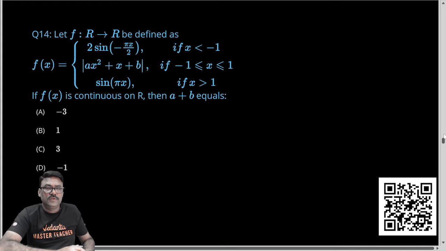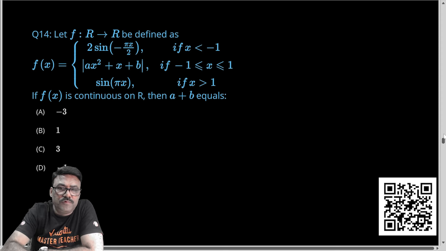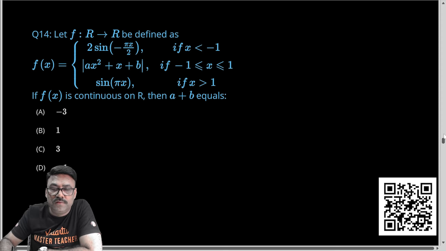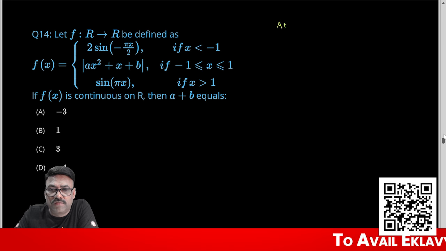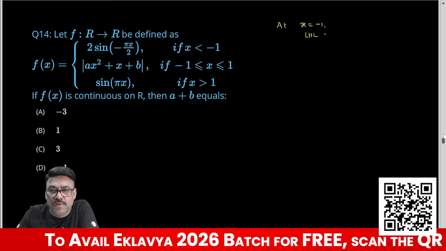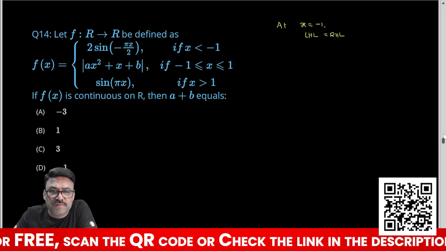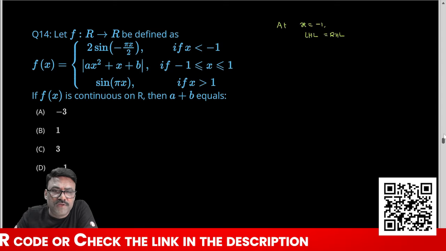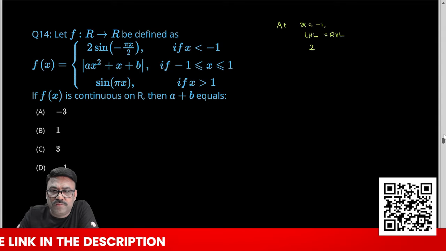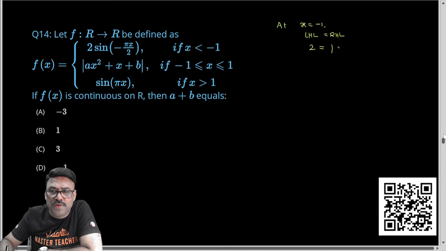Next question is based on continuity. This function is a continuous function. So what will be A plus B? So since function is continuous, at x is equal to minus 1 first, left hand limit and right hand limit should be equal. When x approaches to minus 1, you can see it will become sine of pi by 2, 1, so left hand limit is 2. And right hand limit at x is equal to minus 1 is mod A minus 1 plus B. This is equation number 1.